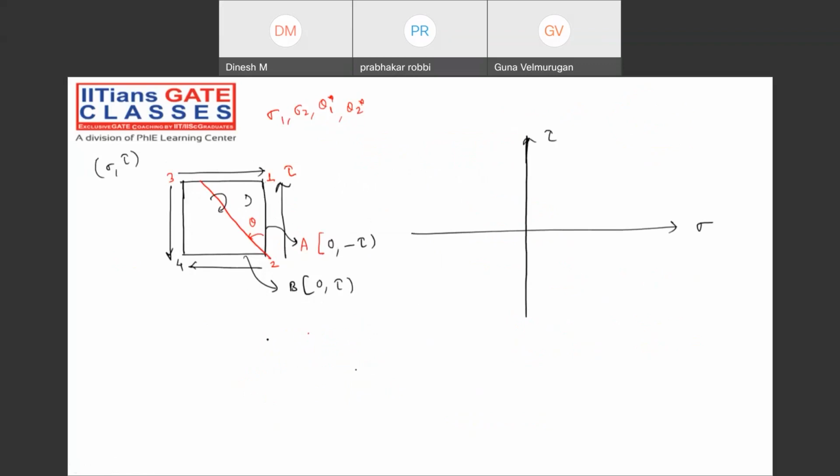There is a tau, there is a sigma. Draw the coordinates first of all. Coordinate A is somewhere here, that is 0, minus tau. And coordinate B will be exactly the same distance, but in the positive direction. Now you can take the center. The center will be coinciding with what? The origin. And you can draw the Mohr circle like this.